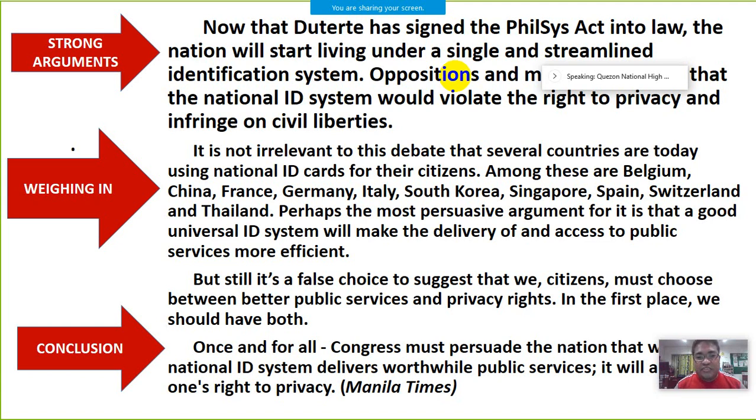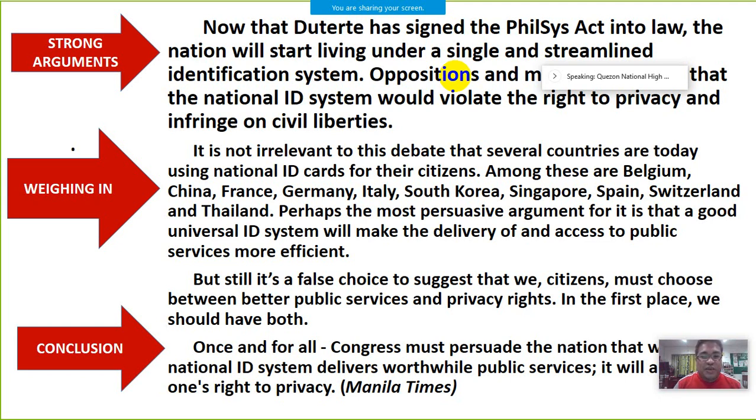Who are those countries using national ID system already? We have Belgium, China, France, Germany, Italy, South Korea, Singapore, Spain, and other countries. And it is said here that perhaps the most persuasive argument for it is that a good universal ID system will make the delivery of and access to public services more efficient. But this editorial doubts that in the Philippines, there's always doubt because our system is entirely different from the system of those countries mentioned.